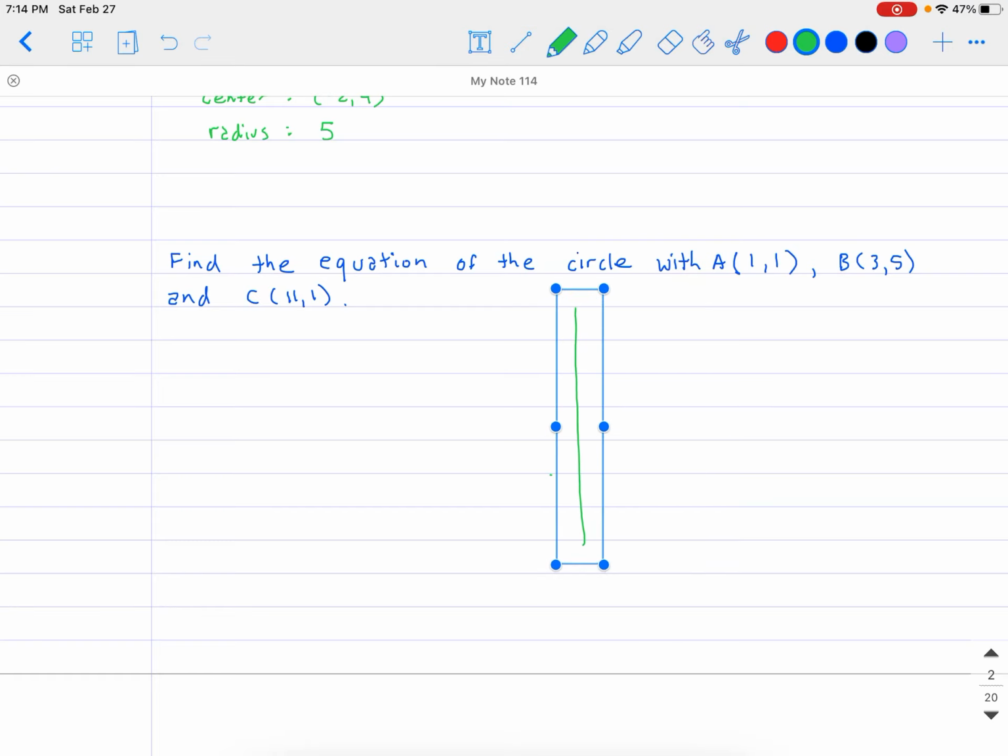Let me go ahead and take this line and move it over a little bit because we're going to need a little bit more space than that. Okay, so here is one point, which is going to be 1, comma 1. Here's another point, which is going to be 11, comma 1. And then the last point over here that's given is supposed to be 3, comma 5. So this is going to be A, this is going to be B, and then this is going to be C.